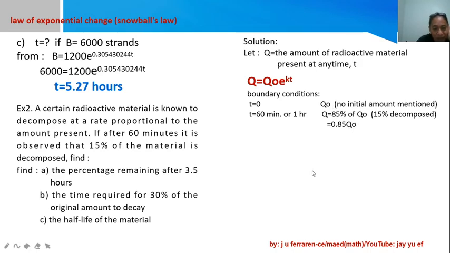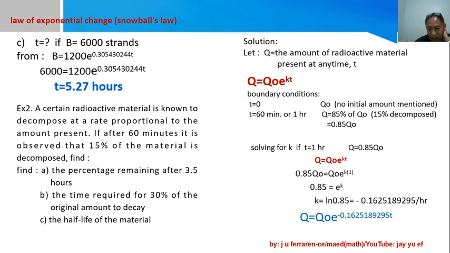Solving for K. If 1 hour is the value of your T, and my Q is 0.85, I can substitute into the derived formula. The Q sub O can be eliminated. I have 0.85 equals exponential K. So for my K, if you take the ln, I obtain a value of 0.1625 per hour. So my Q is equal to, just replace your K with the specific value calculated. That can be your working formula. It is not being asked in the problem, but we need this in order to continue solving parts A, B, and C.